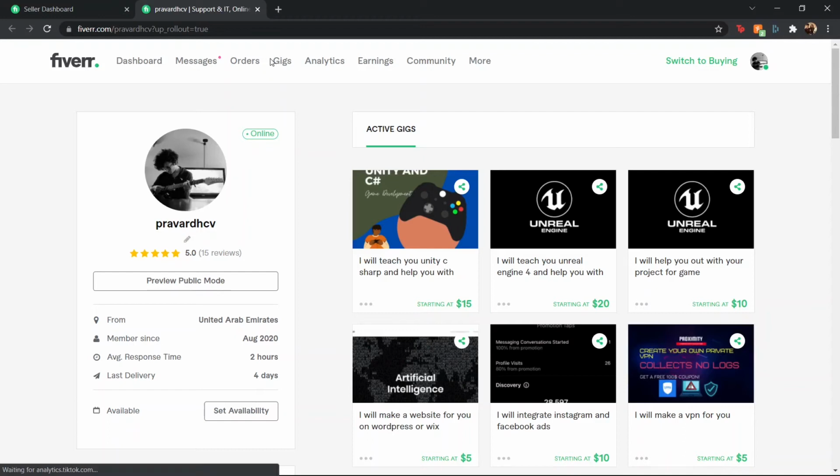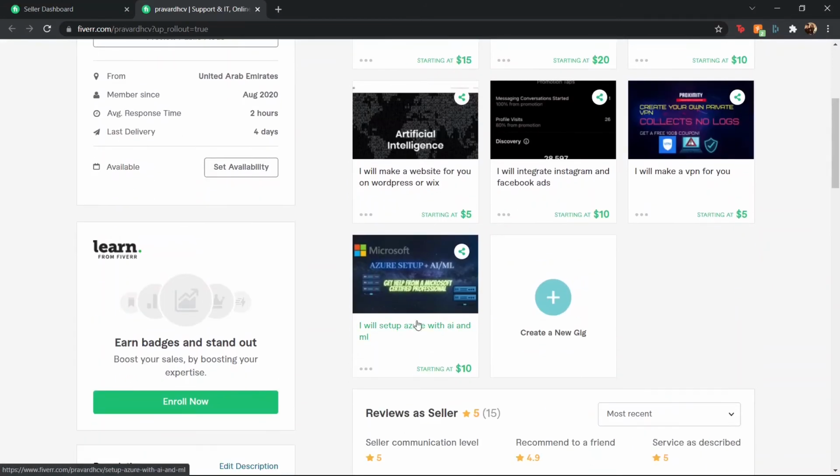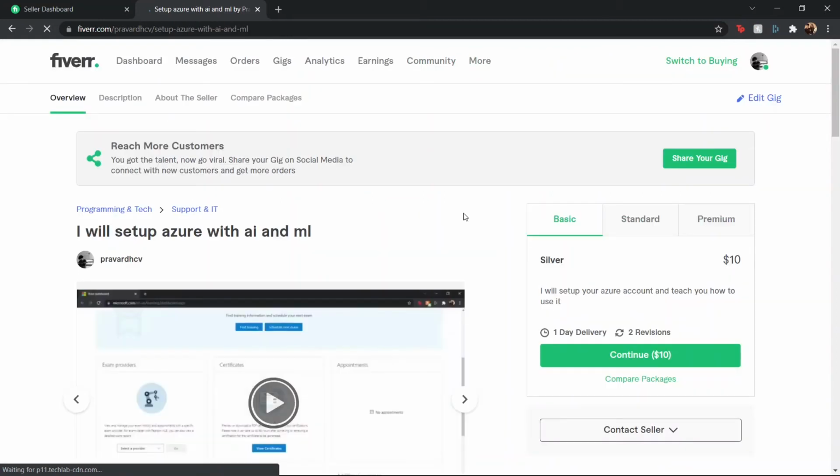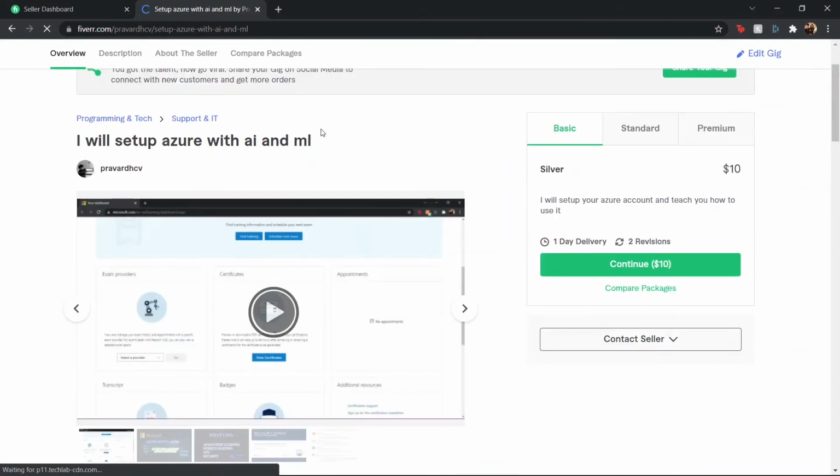Try to identify what talent you have and what you can provide as services. And this is essentially teaching you how to sell yourself. For example, I'll show you one. I just posted this gig, so it shows how to set up Azure and AI with ML.